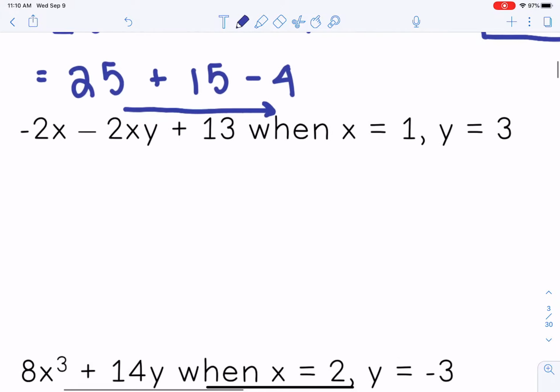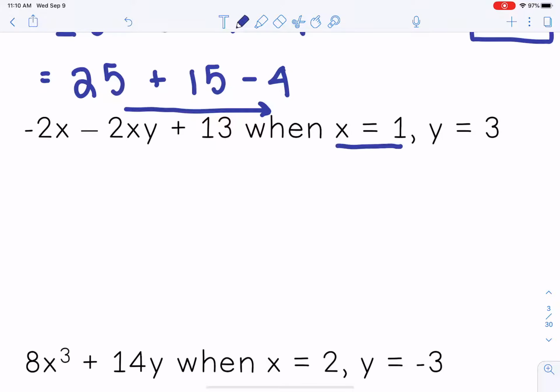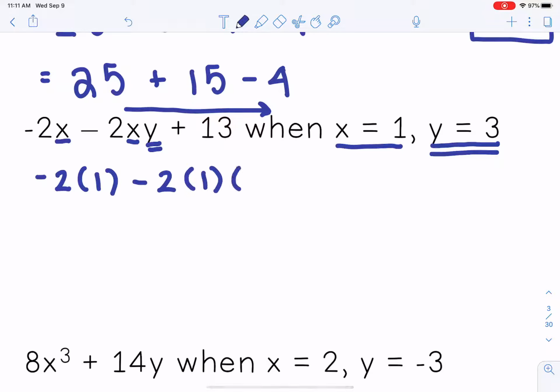In this next one you see, we have an x equals 1 and a y equals 3. So where I see x, I'm going to plug in 1. And where I see y, I'm going to plug in 3. And remember, I like to use parentheses when I do this. So negative 2, x, instead of x, I'm going to write 1. Minus 2 times x, I'm going to write 1. Times y, I'm going to write 3. Plus 13.